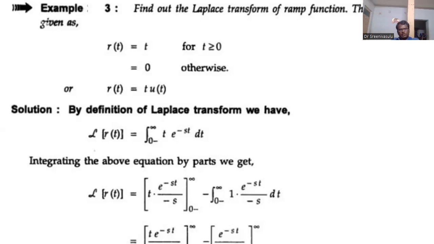And again, whatever the integration in the first part, that is going to be right here. And then the second part also, you can apply second integration. This e power minus st integration same. And again, we are going to get one more minus s. So minus into minus plus. So e power minus st by s square we are going to get.